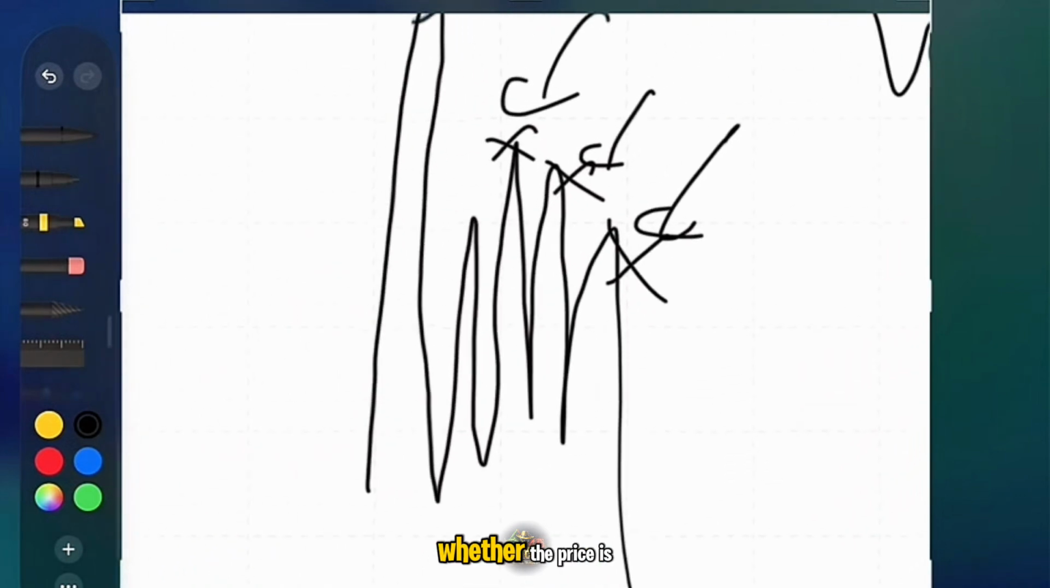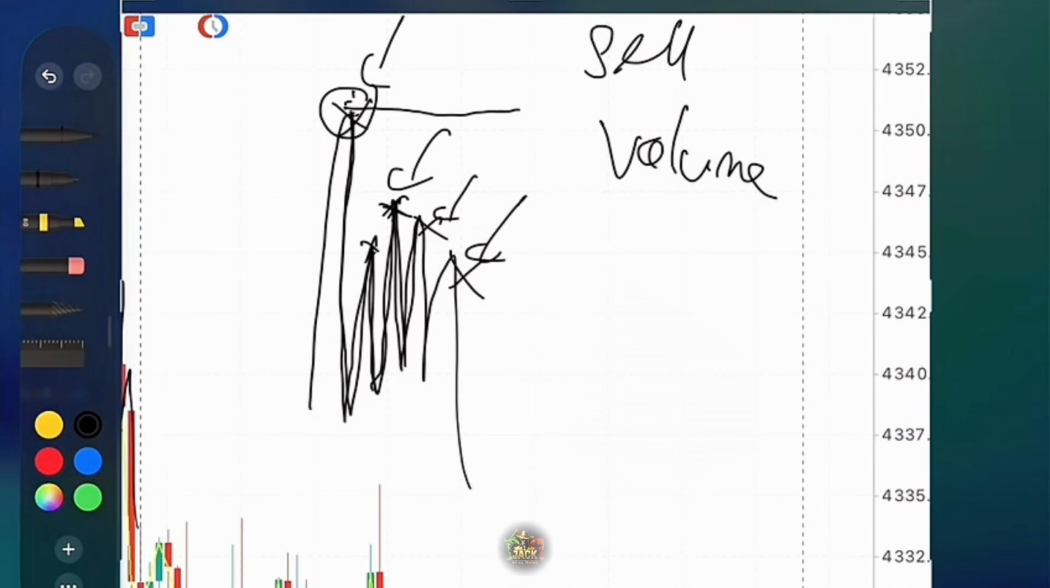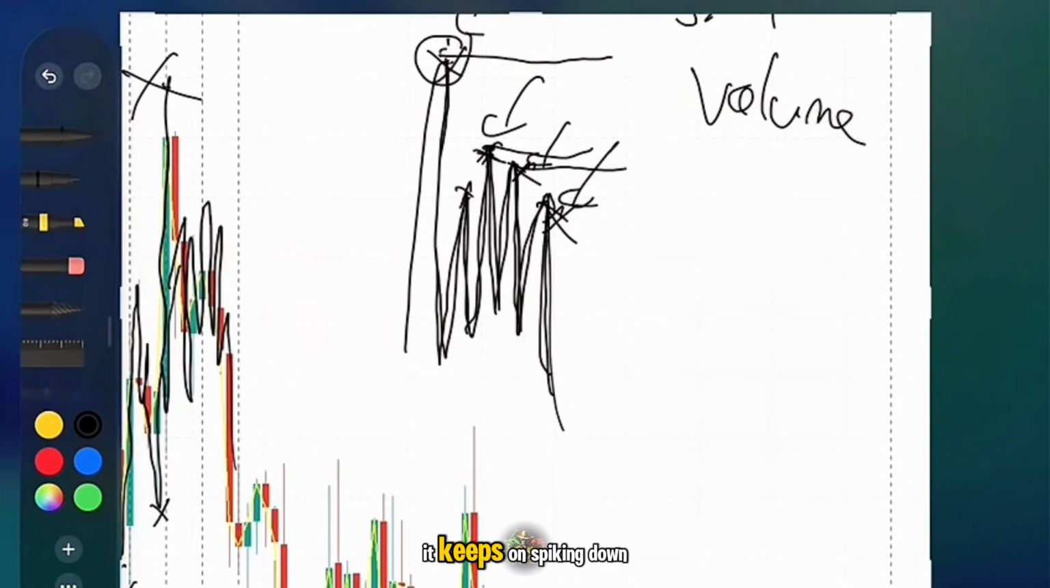You guys need to know whether the price is beating or not. Right. This is the first bid here. First bid, price came down. Second bid, it tried to beat this, failed. But this one, it managed to beat the second one, but still it hasn't beaten the all-time top. Goes down. And then it tried to beat this one, failed. Came up, it tried to beat this one, failed. So it keeps on pressing down. The price keeps on spiking down.